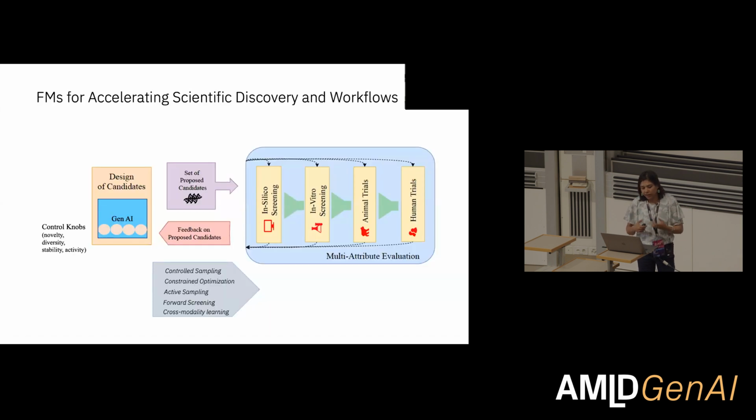And you can frame it in many ways. Algorithmically speaking, you can come up with new controlled sampling algorithms, constraint optimization, or you can do active sampling. You can, of course, generate a lot of new designs and do some forward scoring or screening, and also do cross-modality learning. So we have been working on many of these aspects over the years, and in the remainder of my talk, I hope to give you a glimpse of some of those models and training paradigms, and also show you some real proof of whether they work or not and where they fail.